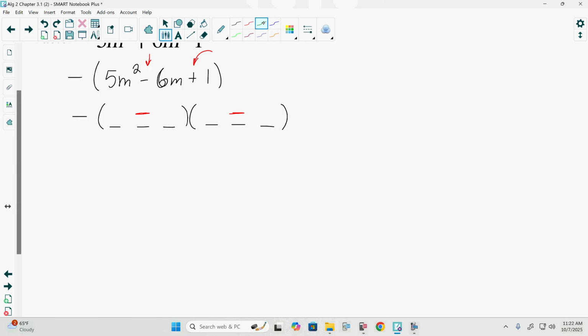Now we need to find the factors of the first and third terms. Factors of 5m squared, well, m squared would be m and m. Factors of 5 are 1 and 5, yes? Any other factors? Where do you want to put the 5? Doesn't really matter, does it? No. Factors of 1: 1 and 1.